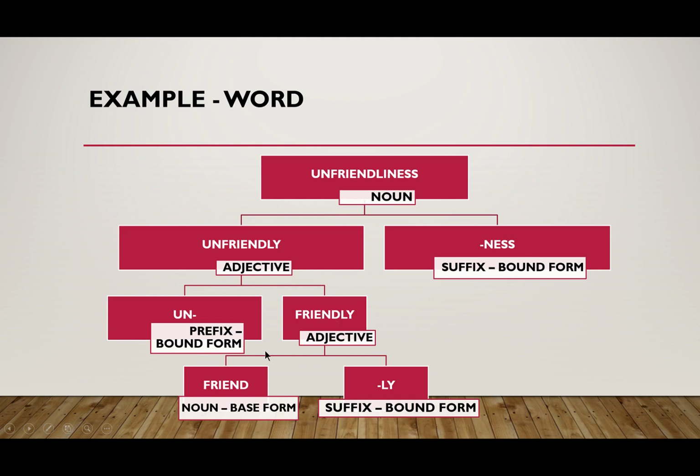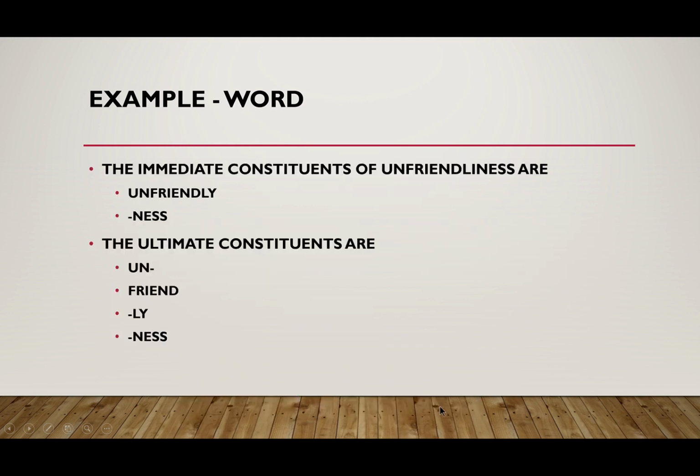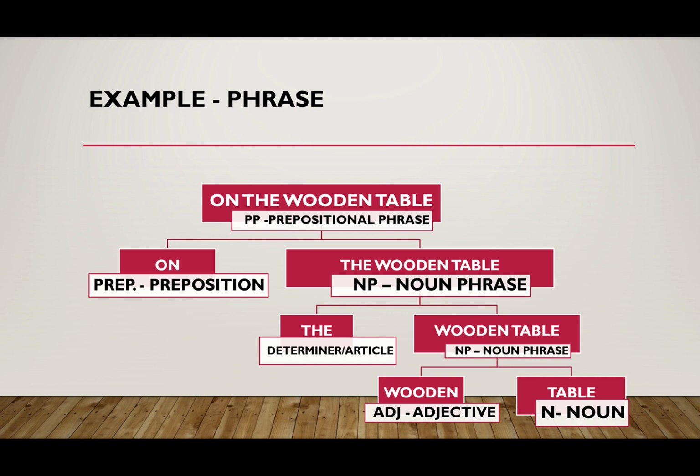Now friendly can be further divided into friend and lee. Now when you say friend and lee, friend is a noun form, it's the base form, and lee is a suffix or a bound form. Okay, so now the immediate constituents of unfriendliness are unfriendly and ness. The ultimate constituents, that is to say the ultimate splits that you can have of this word, are un, friend, lee and ness.